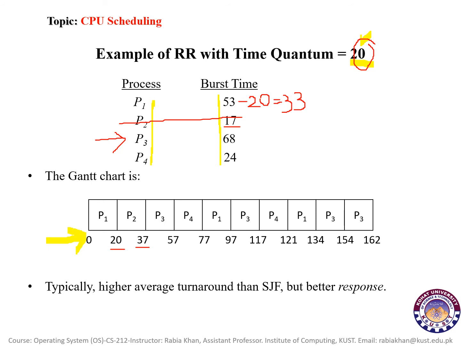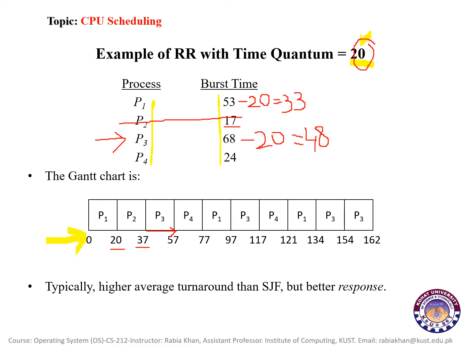So at 37 it was given CPU for 20 milliseconds, P3, and at 57 milliseconds, right at the time quantum of 20 milliseconds, it is stopped again. Now we reduce the 20 milliseconds in order to calculate its remaining time. So the remaining time becomes 48.